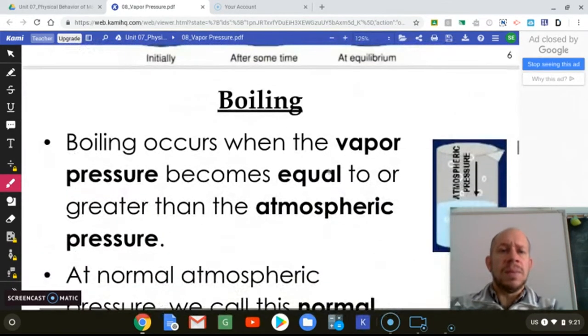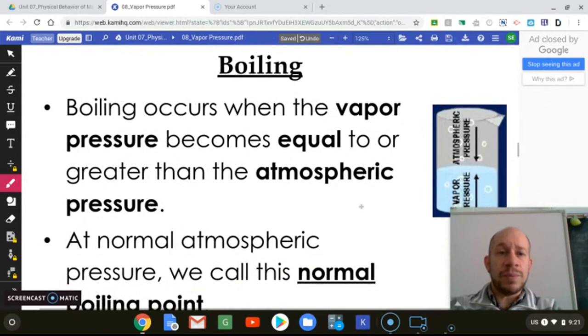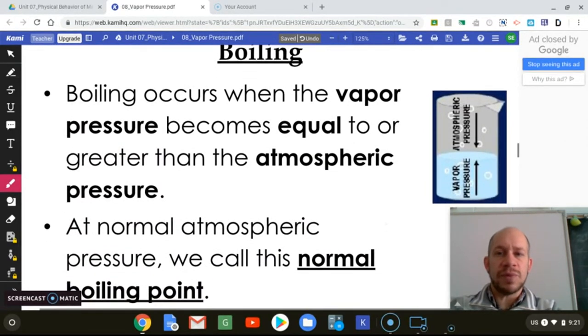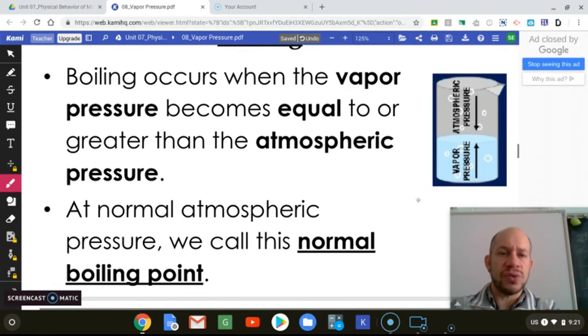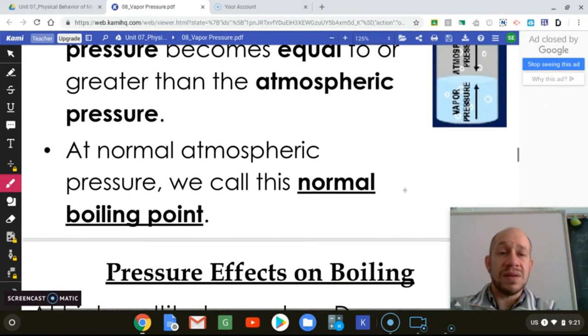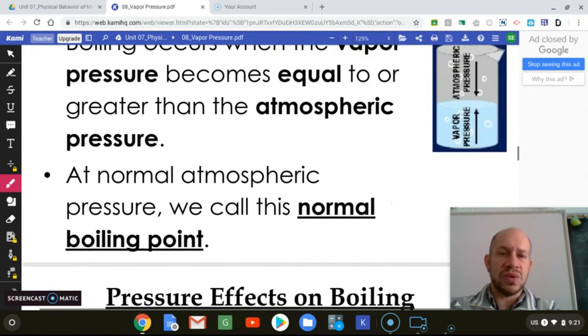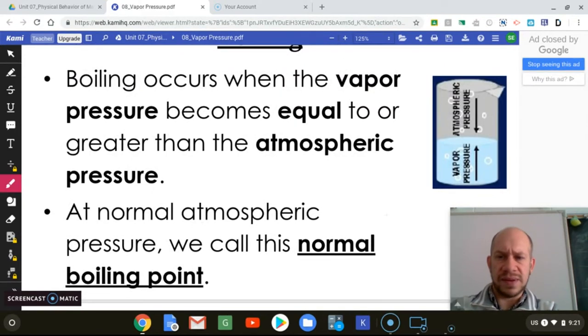Okay. Boiling occurs when the vapor pressure becomes equal to or greater than the atmospheric pressure. So the vapor pressure of my liquid, whatever that is, will boil when the atmospheric pressure is less. At normal atmospheric pressure, we call this the normal boiling point. That's on your Table H, which you'll look at in a minute. So make sure you're getting your reference table out to look at.